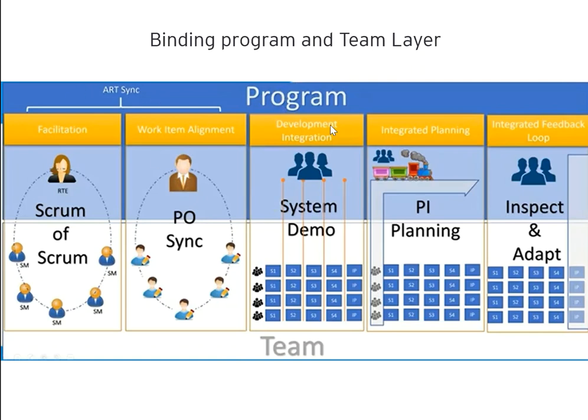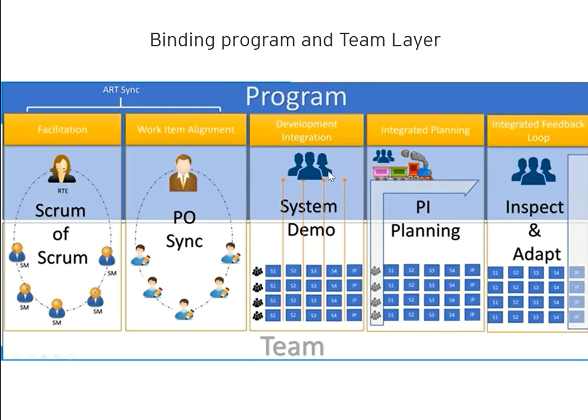And then we have the development integration. Each team will be creating an increment at each sprint. So at the system demo, everyone will be integrating the final shipment from each sprint. There is a team called the system team, and they will make sure that the integration is working as expected. And if there are any issues, they will contact the respective teams.